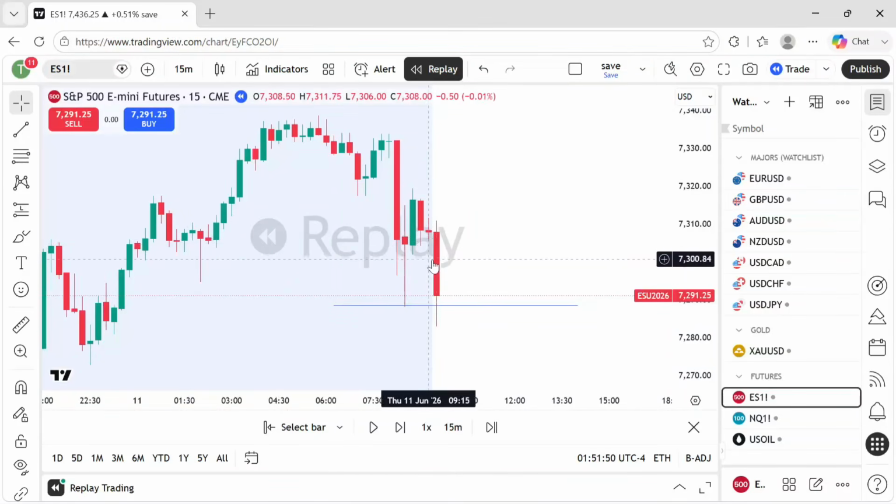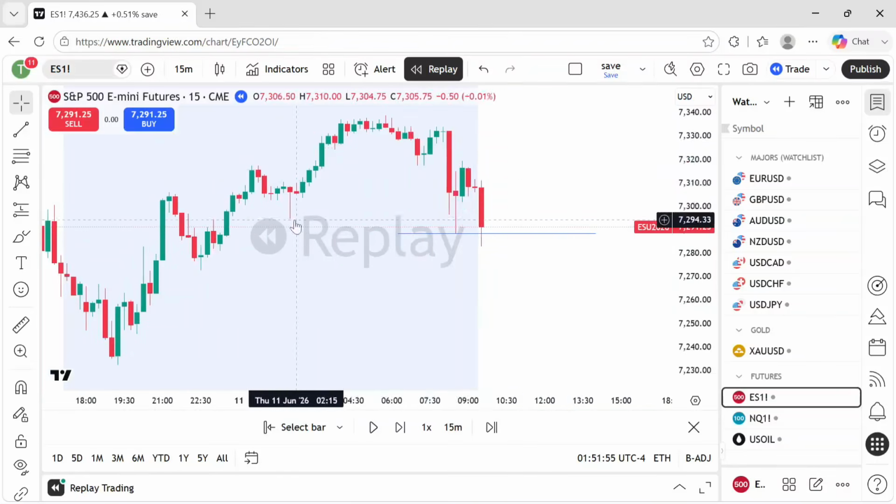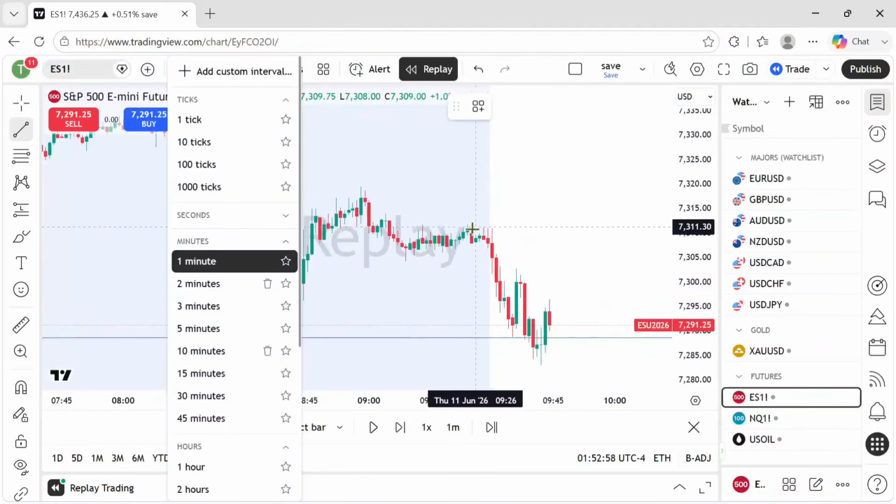Don't get trapped in thinking, oh, this thing looks weak. Remember, it's manipulation. That's manipulation. And we understand that because we used the 4-hour and 15-minute, remember? So we see it close into 9:45.